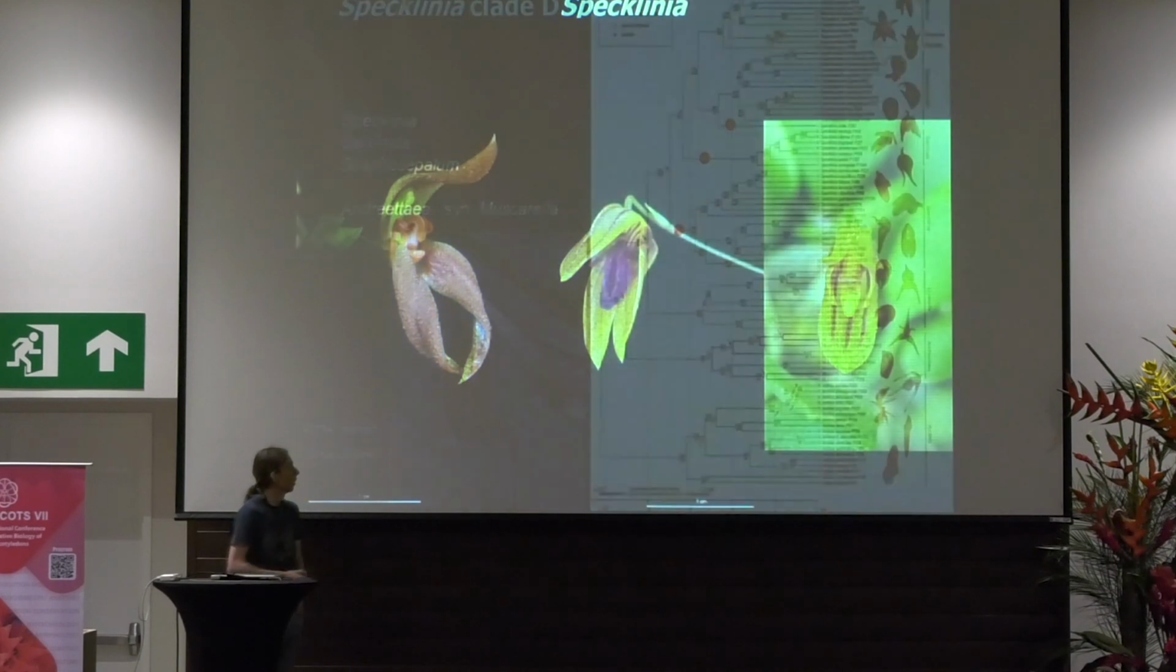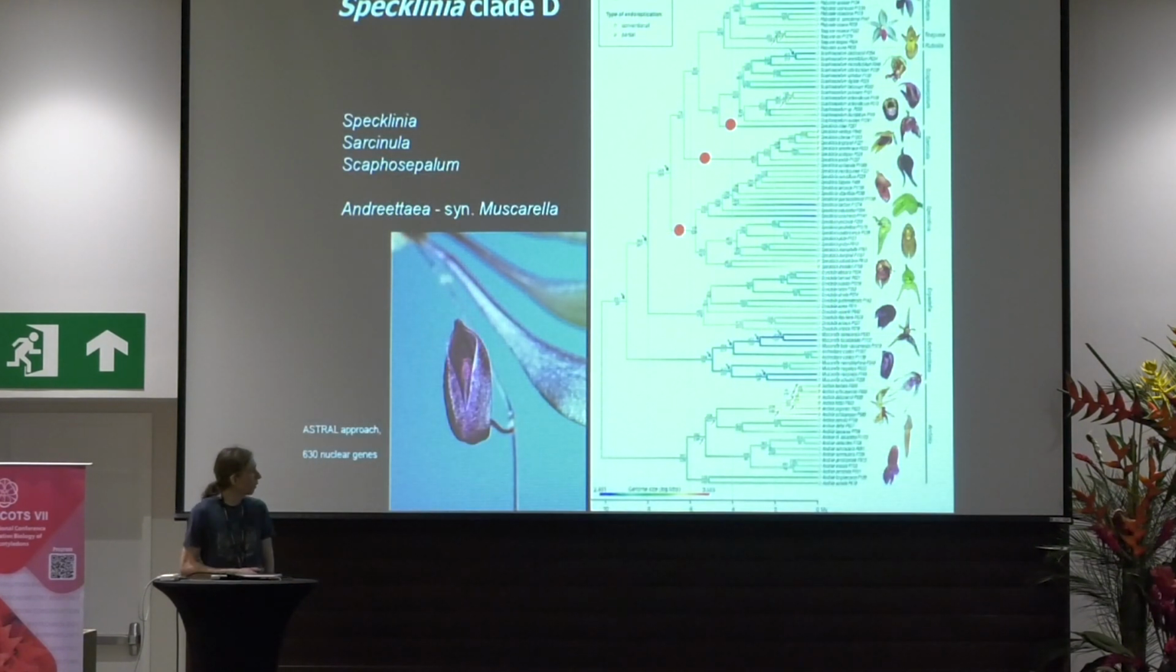And well, we did some work. This we are now finishing, so it will be submitted very soon. So I hope you will be able to see it published also soon. We will see. And this is focused just on one clade. We call this clade D, and this is the clade which contains the genus Speclinia.